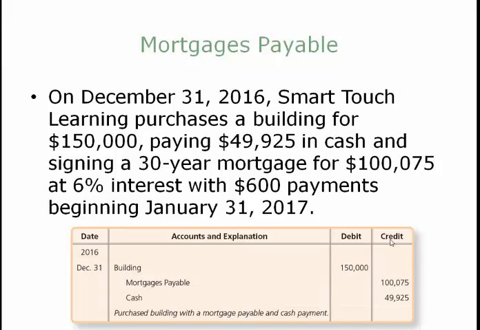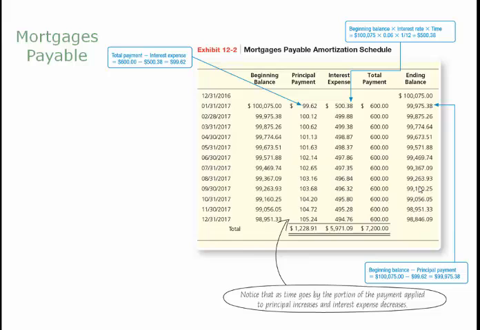And it says here that they're going to have $600 payments starting on January 31st, 2017. But remember, this is for 30 years. So if you take 600 times 360, that tells you approximately how much you're going to pay back on the $100,000. It's going to be much higher than what you had anticipated.